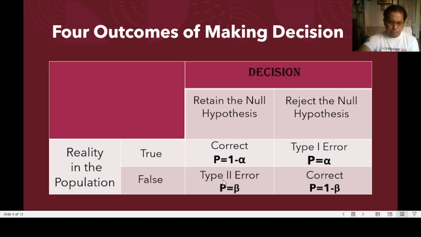Now what about the type 2 error? You retained the null hypothesis when the null hypothesis about the population really is false. So these are the four outcomes of making a decision, and our focus here is the type 1 and type 2 error.